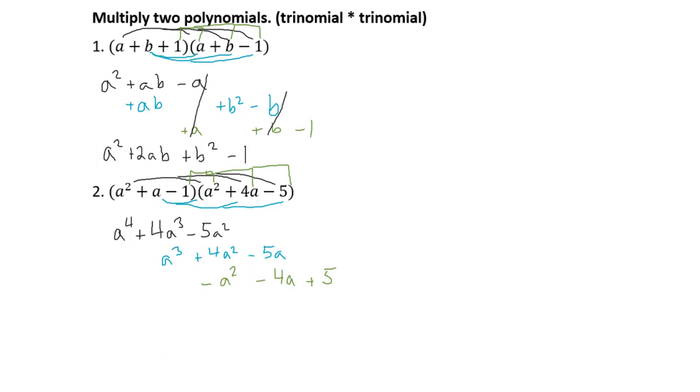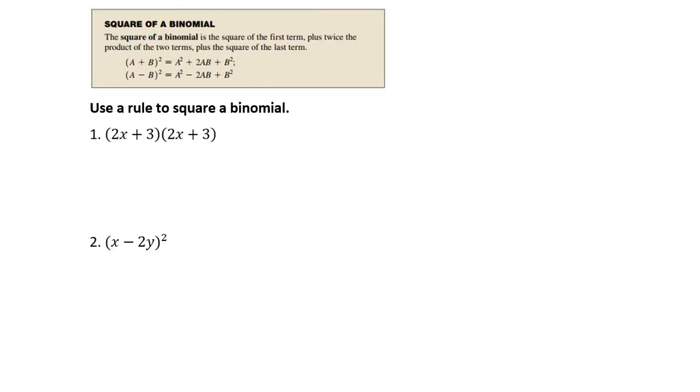And now we need to collect or combine like terms. So you get a to the fourth plus 4 and 1 give you 5, a to the third. A negative 5 and a 4 give you negative 1, and another negative 1 give you a negative 2, a squared, minus 9a plus 5. So let's look at some more examples.